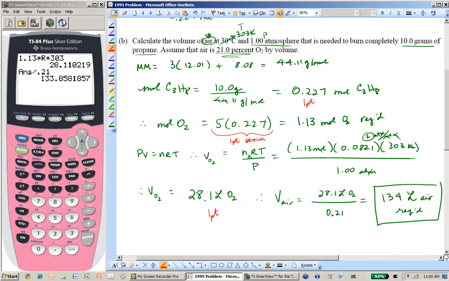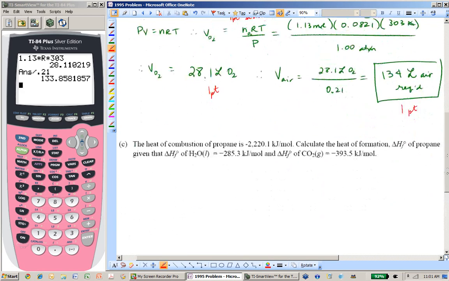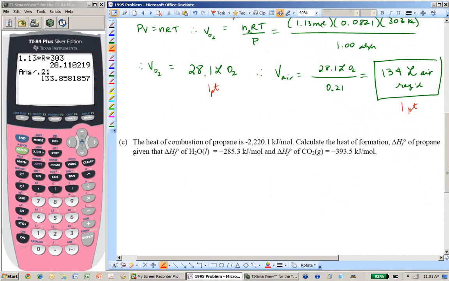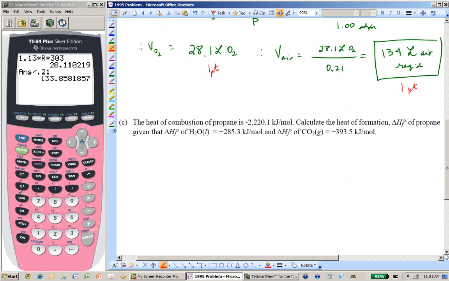So a point for using your PV=nRT and getting that, and then a point for realizing, well, I need way more air. And how do I deal with that? I deal with that 21% business. Okay, so there you have it. You've gotten over half of the points without doing any thermo. So now here comes the thermo.